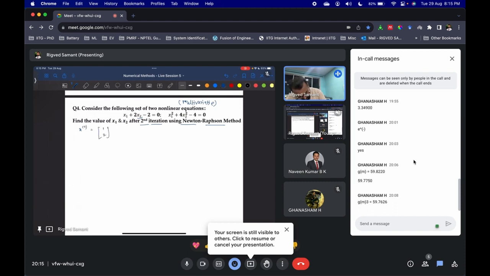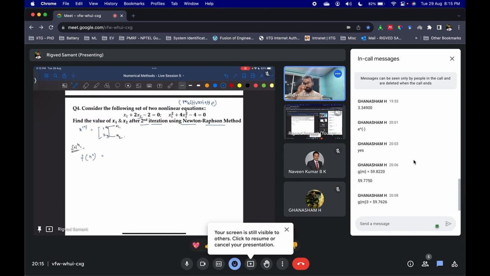So what does it mean? This is your x1, this is x2. Okay. The thing goes the same. Again you will find the solution f of x naught, right?